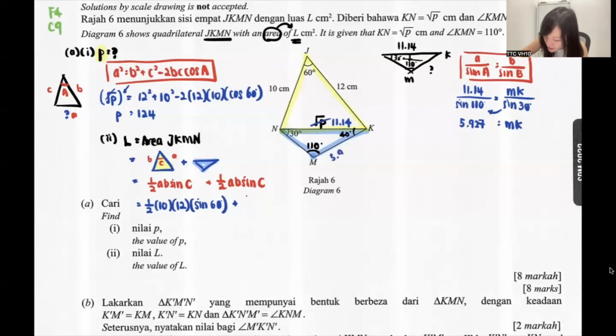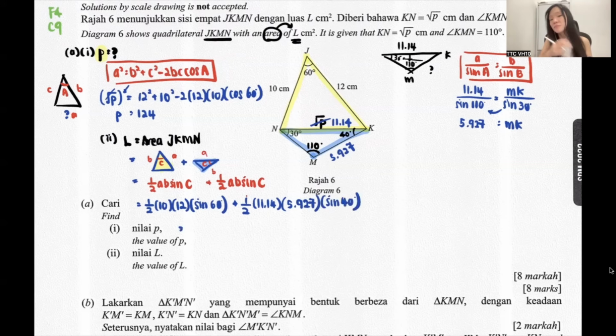So 5.927. With that, I got the crocodile mouth. Isn't it? This is a, this is b, the one in between is C. So 1 over 2, a is 11.14, another side is 5.927, and the angle in between, isn't it sine 40 degrees? Press your calculator, able to get the answer. So 10 times 12 divided by 2 times sine 60, this one should be 51.96, plus 11.14 times 5.927 divided by 2 times sine 40.